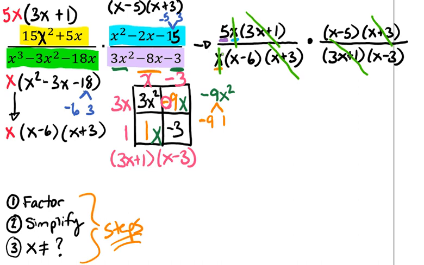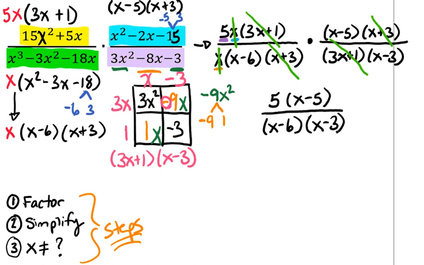So we're going to write down what's left, and if we happen to come across something that we can still cross off, we'll do it. But if not, then we're ready to move on to our third step. So it looks like we have a 5 left in the numerator, and an x minus 5 left in the numerator, and we have an x minus 6 in the denominator, and an x minus 3 in the denominator. Well, I can't see anything else that I can cross off, so now we just have to do our third step and find what x is not allowed to be.